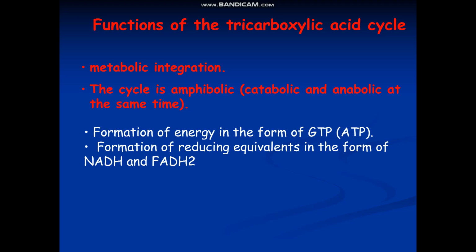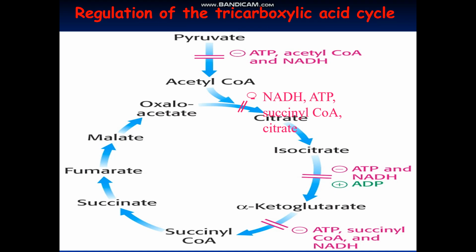And now we need to talk about the Krebs cycle. Function of the tricarboxylic acid cycle is metabolic integration. The cycle is amphibolic, catabolic and anabolic at the same time. Formation of energy in the form of GTP, ATP. Formation of reducing equivalents in the form of NADH and FADH2.